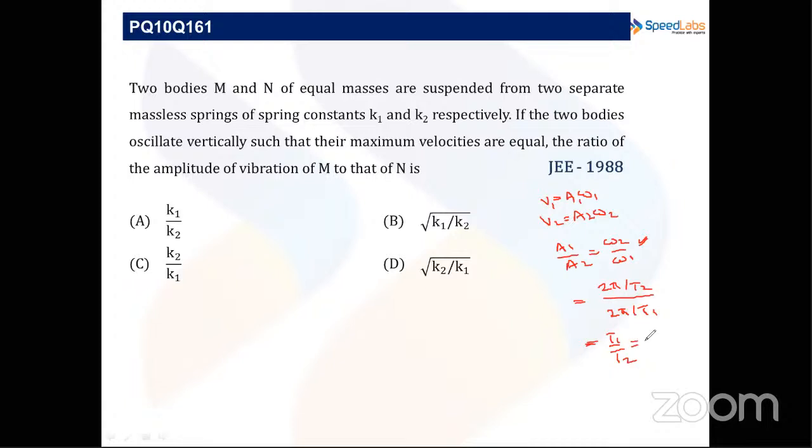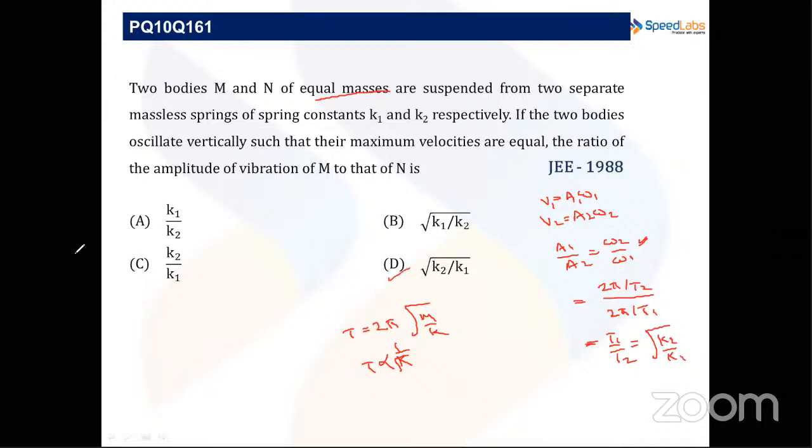And what is T1 by T2? Time period is related to spring constant like this, 2 pi under root m by k. They are having equal masses also, so we can say time period is inversely proportional to root k. So T1 by T2 will be root of K2 by K1, and our answer will be D.